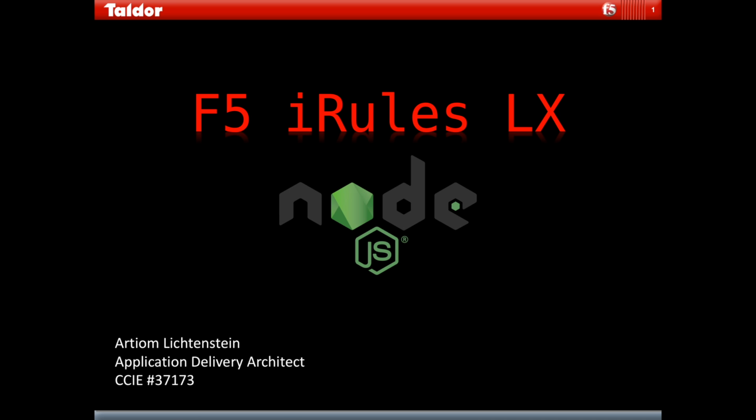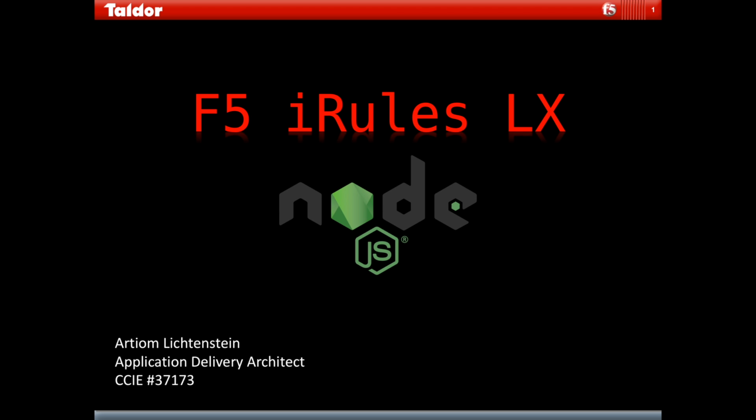Now, if you're not familiar with F5 Networks at all, I definitely recommend you go and check out their amazing portfolio of products. And iRules is essentially a scripting engine built into every one of their products. Now, iRules LX, the next generation of iRules, if you will, is a fully featured Node.js engine on the box, including the NPM, which is a package manager.